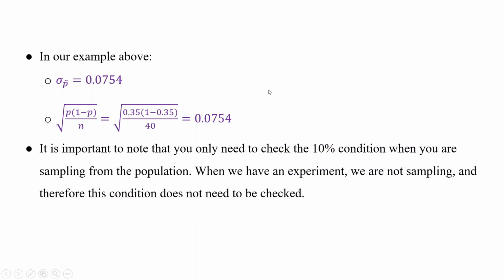And one last thing to note about this: you only need to check the 10% condition when you are sampling from a population. When you have an experiment, we are not sampling and the condition does not need to be checked. Again, the 10% condition is there to make sure that you can sample without replacement from a population and not affect p in a meaningful way. If you're not sampling, you don't need to check this condition. You need to make sure that your experiment groups are independent, but in a well-designed experiment, they're going to be. So it's not something you need to check.